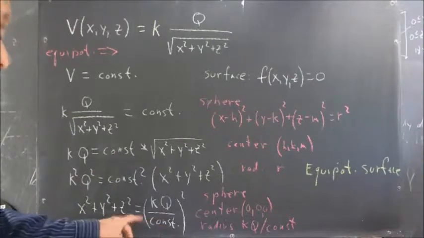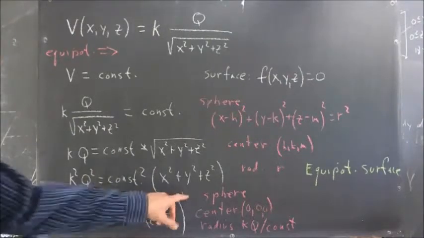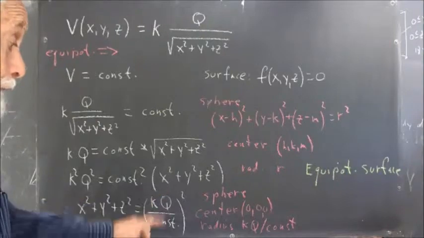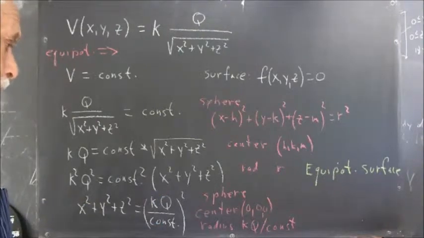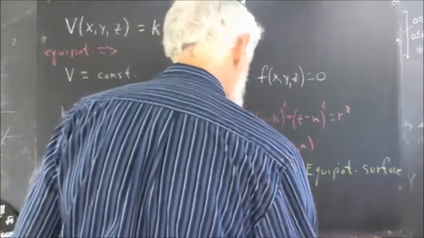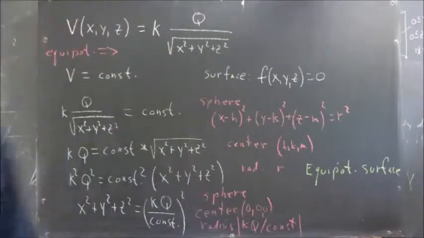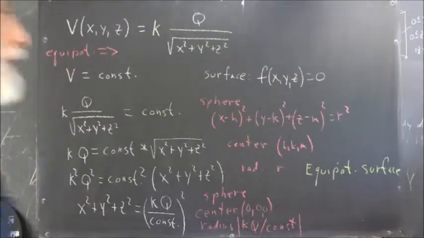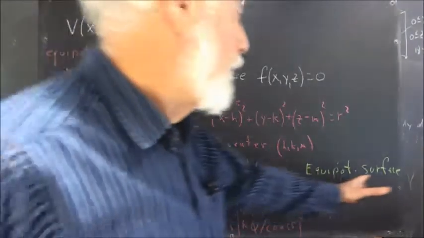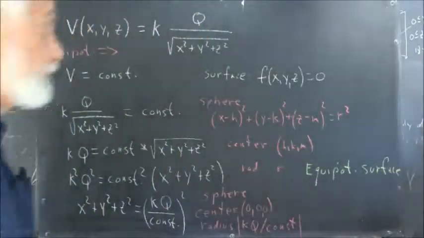And the radius is, well, the square root of this. This is r squared, so r is just our kQ over constant. And I guess the one thing I should do to make this a little more correct is it's the magnitude of kQ over constant, because, of course, Q could be negative. Okay, well, in any case, that's our equipotential surface.